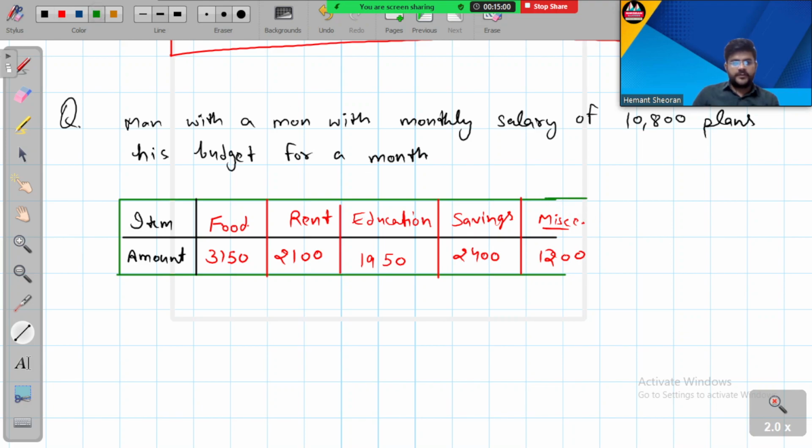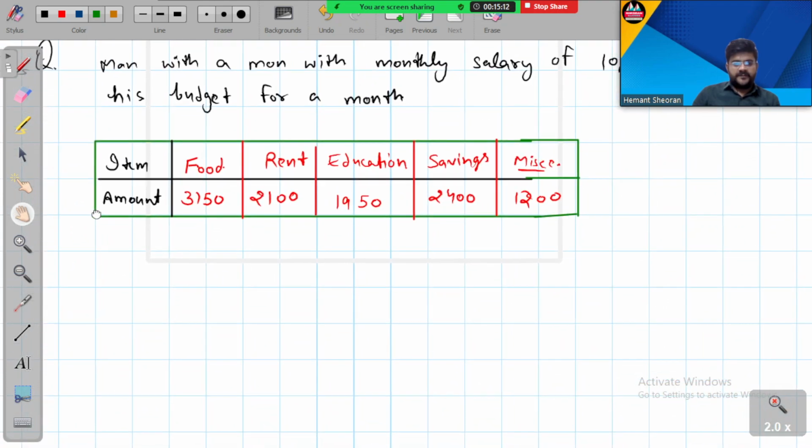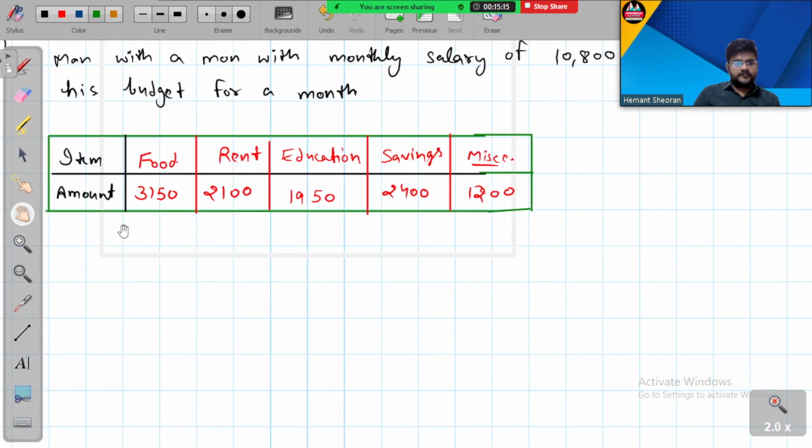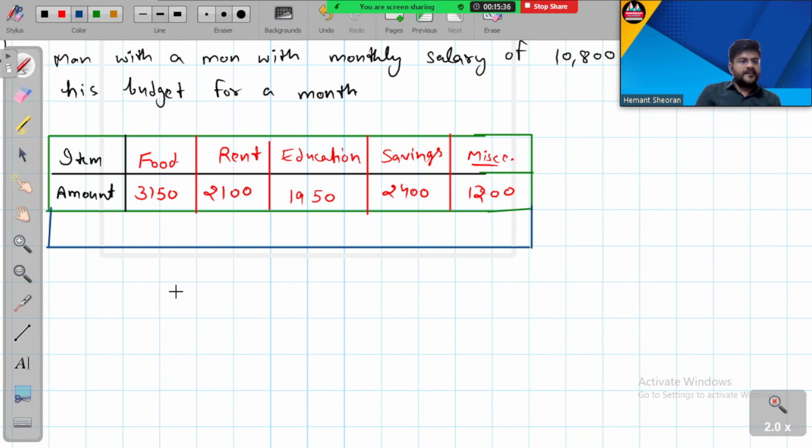Now what you need to do is prepare a pie chart for it, or represent the above data in a pie chart. So how are we going to do the representation? For food we can do 3150 over 10800 times 360, which is the central angle. Let's do the calculation for the central angles for each part specifically. So the central angle will be 3150.